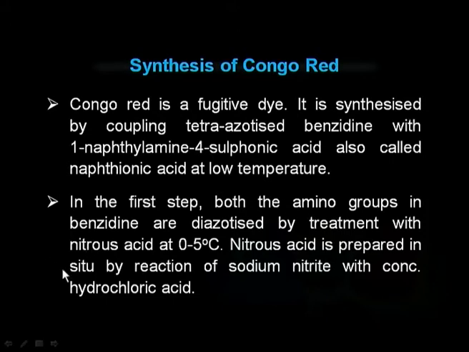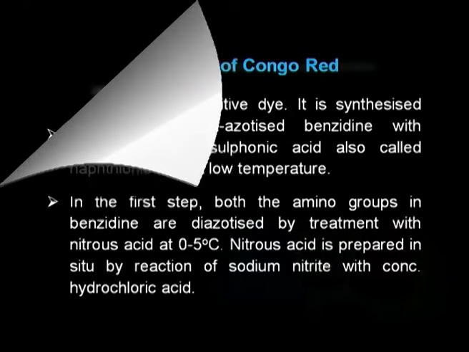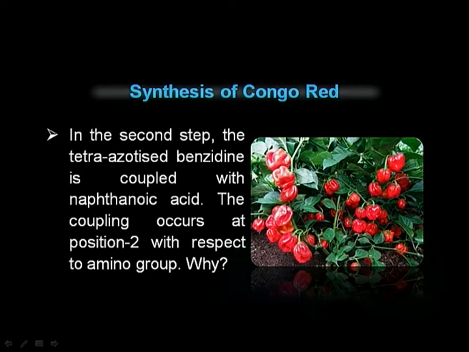This term in situ means that the nitrous acid is produced within the reaction mixture. We add sodium nitrite first, and then the moment we add hydrochloric acid into the solution, there is formation of nitrous acid. Temperature is between 0 to 5 degrees, and the amino group of benzidine reacts with nitrous acid and diazotization takes place. In the second step, the tetraazotized benzidine is coupled with naphthionic acid. The coupling occurs at position 2 with respect to the amino group.